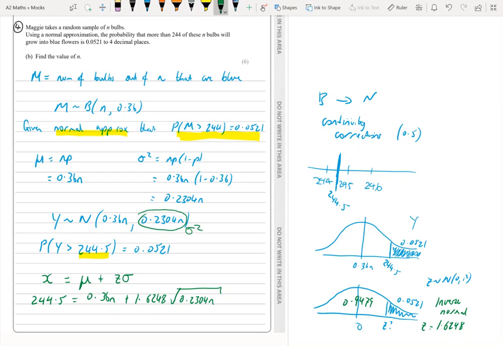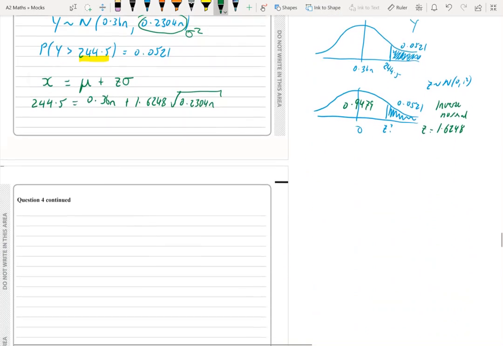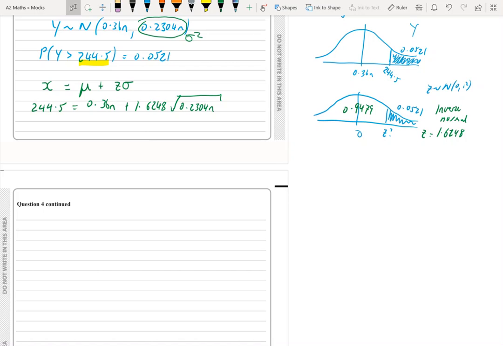So this is a key moment. The statistics has all happened. We're now just purely solving algebra. And it's not the nicest algebra, but it is just algebra from here on. So we'll scroll down so we've got some more space, and we can solve that equation. I think the first thing I'll do is simplify this term a bit. Let's multiply 1.6248 by the square root of 0.2304. And if you multiply just those numbers together, you get 0.7799, but we round that to 0.78, and it's still got a root n term there.